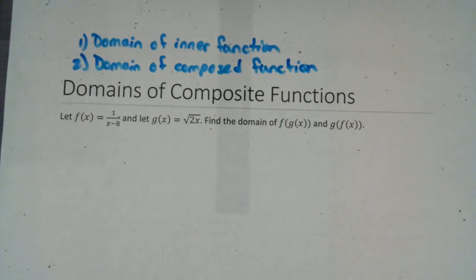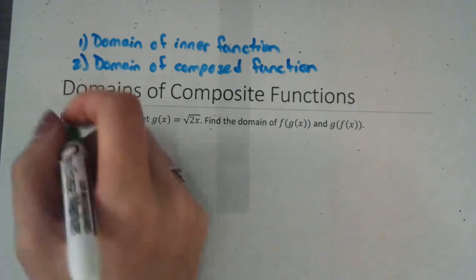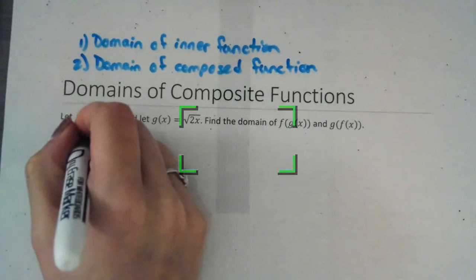So it says let f of x be equal to 1 over x minus 8, and g of x equals the square root of 2x. Find the domain of f of g of x and g of f of x. So let's start with f of g of x.